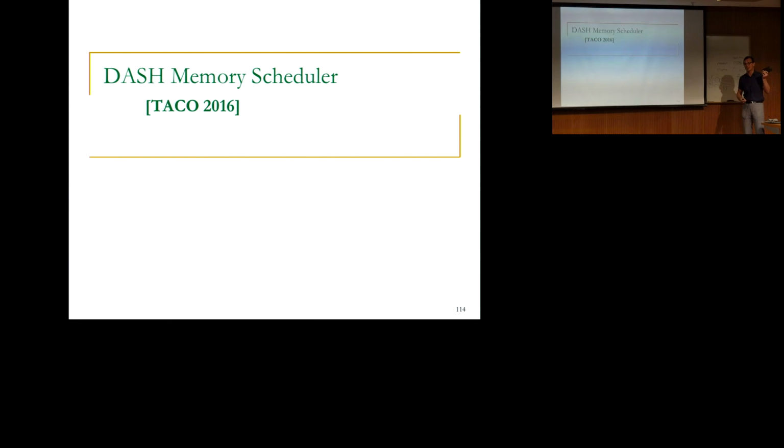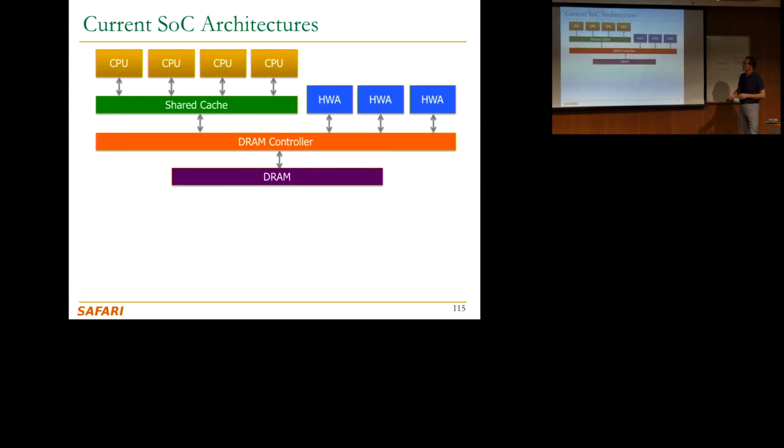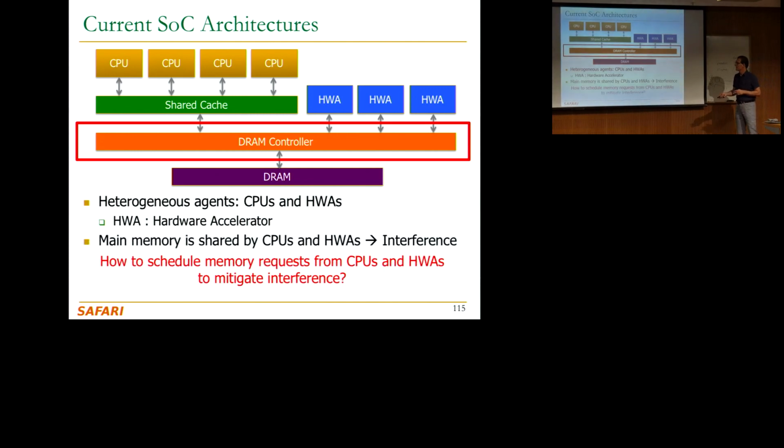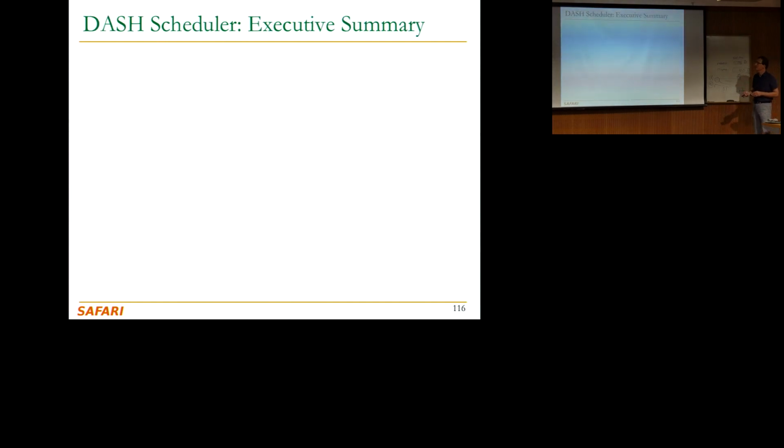In a system like this, you have a scheduler that's doing that, right? Basically, this is the system that we're dealing with. You have CPUs, hardware accelerators, and GPUs. I'm going to assume the GPU is just another hardware accelerator for now. You have heterogeneous agents, and main memory is shared between them, so you have interference. So the key question is, how do you schedule memory requests between these CPUs and hardware accelerators to mitigate interference?